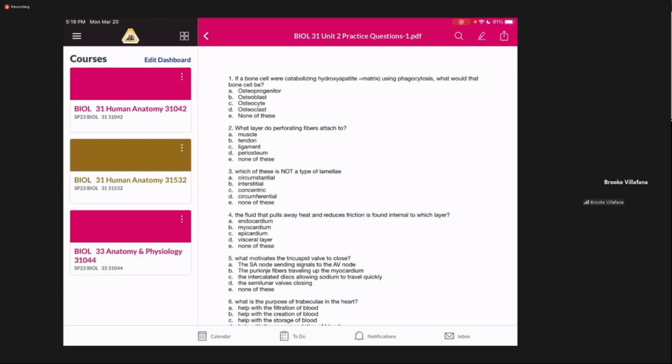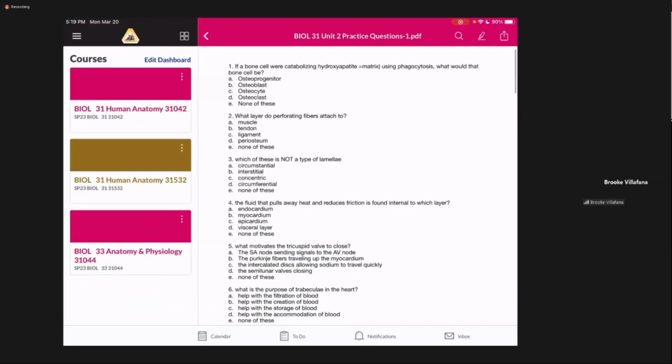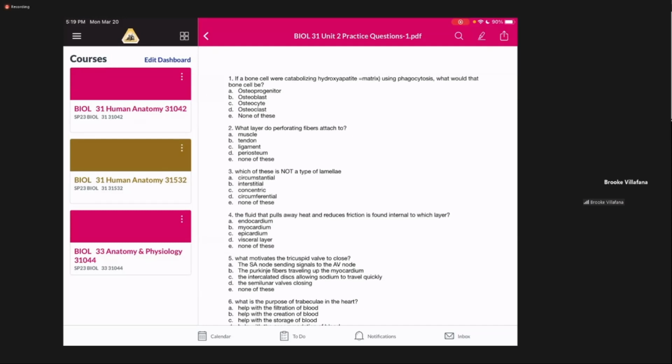For number 3, which of these is not a type of lamellae? A, right? Circumstantial, right? Because we know that interstitial is the rest of the lamellae that are not the circumferential or the concentric. Concentric lamellae are the ones that make up the osteon. Circumferential go around the entire bone, and then interstitial would be all the spaces in between.